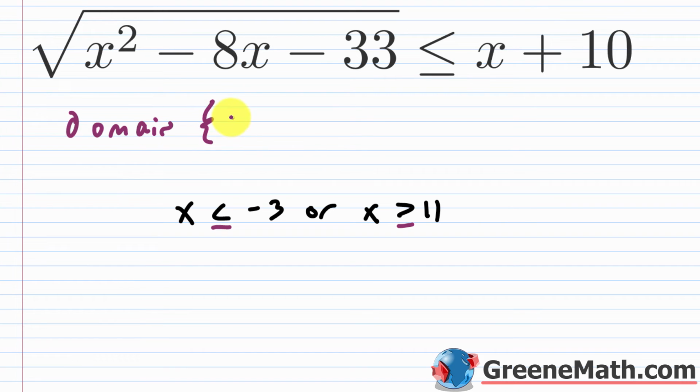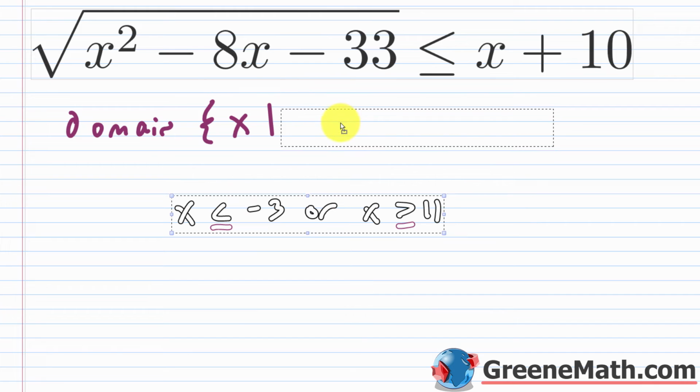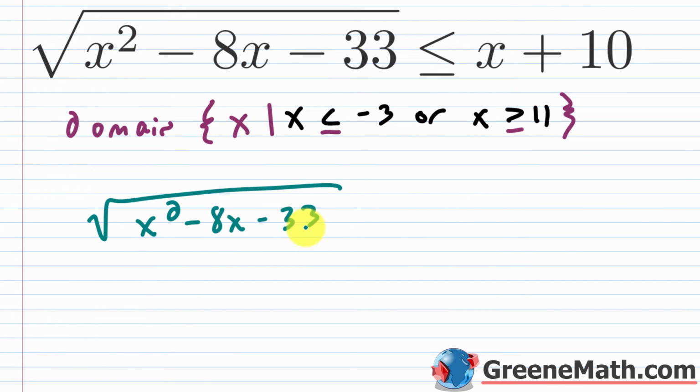So coming back up here, let's just write out our domain. We'll say that it's the set of all x such that, and then we're just going to drag this up here. So basically like that. So we would say that x is less than or equal to -3, or x is greater than or equal to 11. And then from here, all we have to do is go in and solve the resulting equation. And again, we're going to set up our intervals and then just test. So let's say that now we have the square root of x squared minus 8x minus 33, and this will be equal to x plus 10.